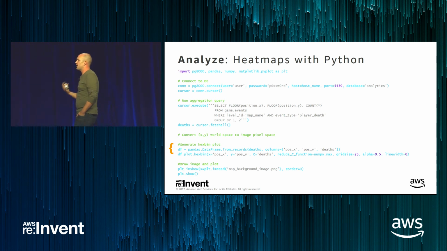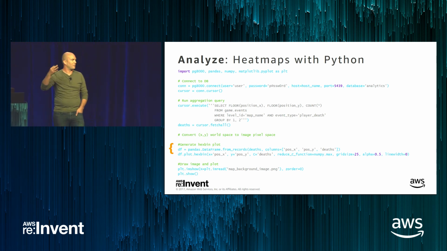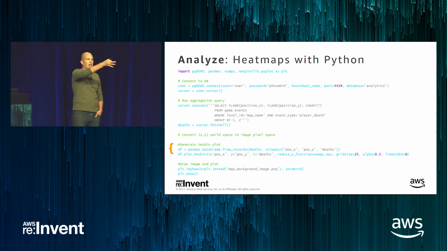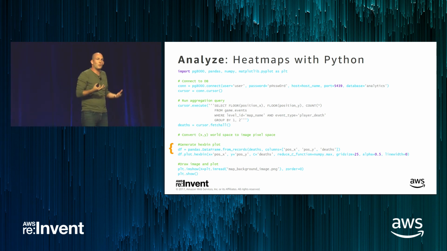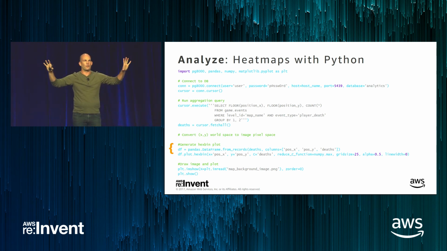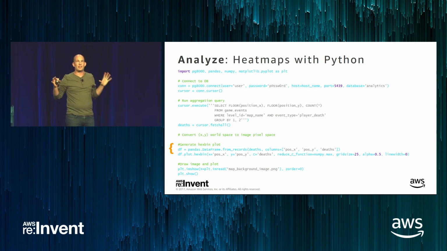So we're going to create a data frame, which is one of Pandas' native data structures, out of those combinations of x coordinate, y coordinate, death count. And then we're going to call this hexbin function that is going to somewhat magically generate that entire overlay for us. So we're going to make it semi-transparent. We're going to tell it how big we want the hexes to be. And ultimately, that's going to generate that whole plot for us, complete with the color gradient.